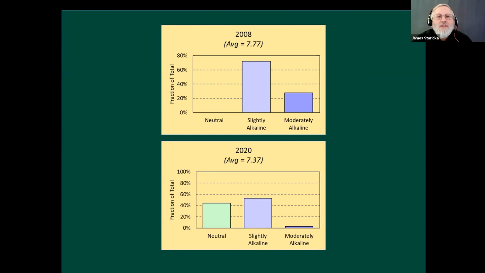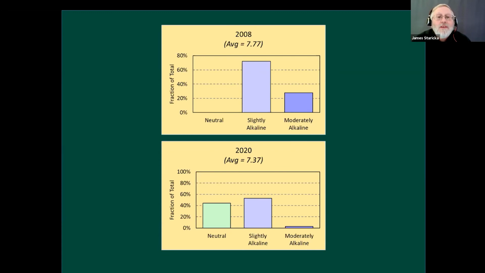Now, while this change is a beneficial change, it's better for plants or crops if the soil is neutral than it is if the soil is alkali. This change was not something that we intentionally tried to do. And if this trend continues, the soil may become acidic in the future.